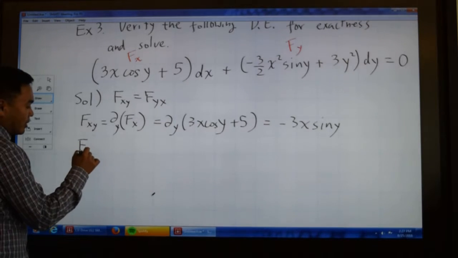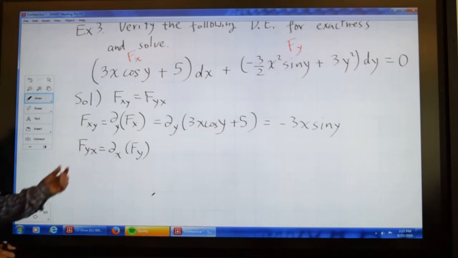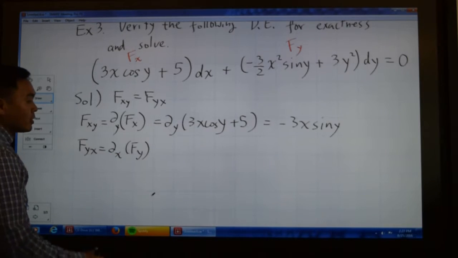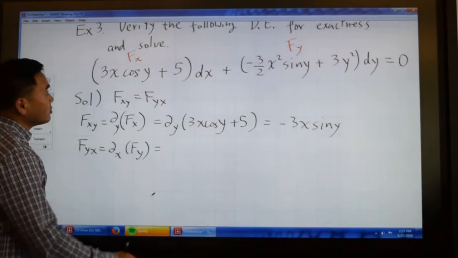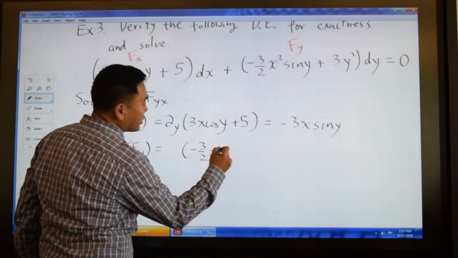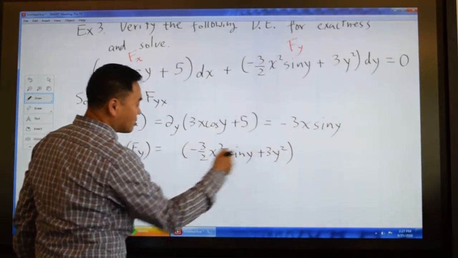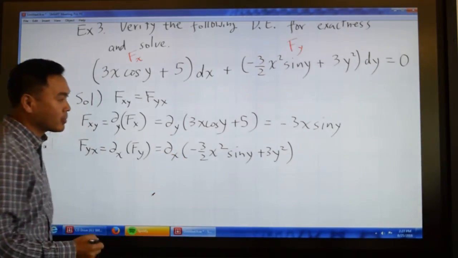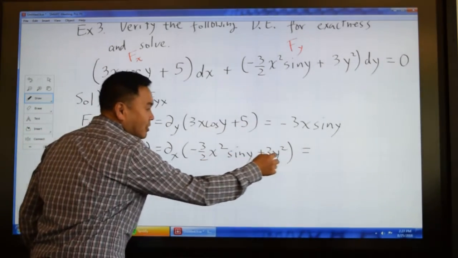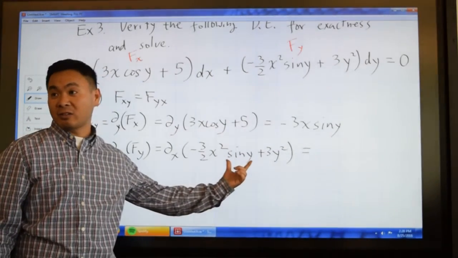Let's think about fyx. Fyx is you take fy and differentiate by x. Okay, this just means you take fy and you're doing another derivative with respect to x. That's what this means. And since we decided that f of y is negative 3 over 2x squared sine y plus 3y squared, we take this fy and we're going to differentiate by x. When you differentiate by x, now this time the y's are considered as constant, so although this looks very scary, it's just a constant multiple.